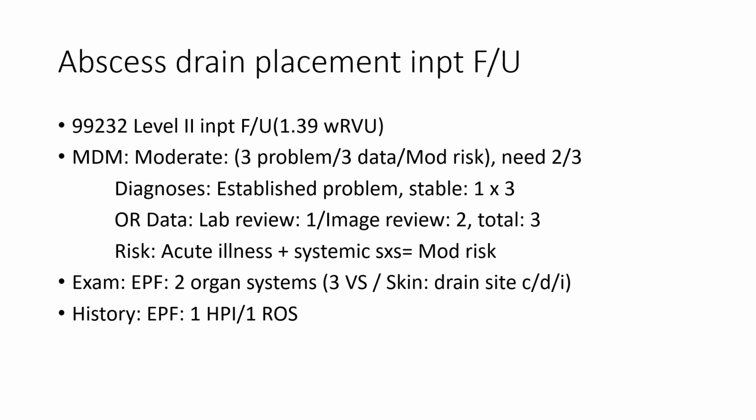And then risk, which I typically will always do. An acute illness with systemic signs and symptoms, that's moderate risk, right? You have a patient that has an abscess drain, they have elevated white count, fevers, so that's systemic signs and symptoms. Then your risk is moderate. Now I've established the moderate medical decision making.